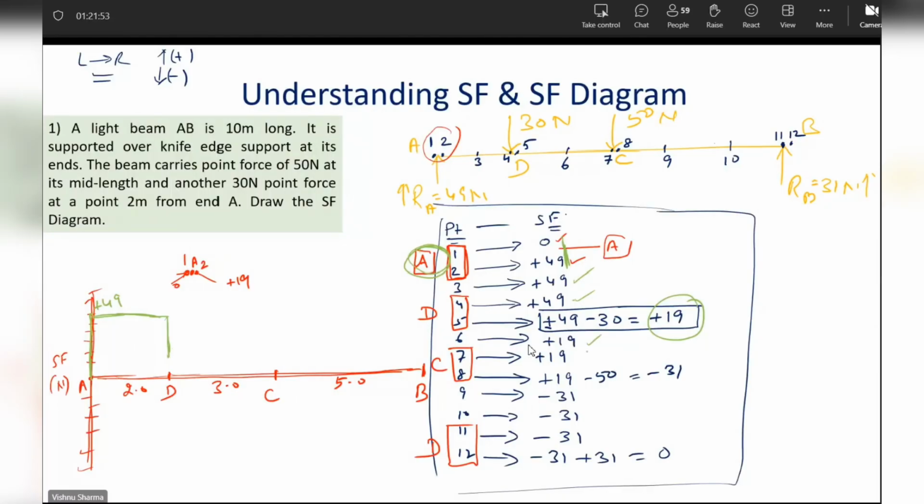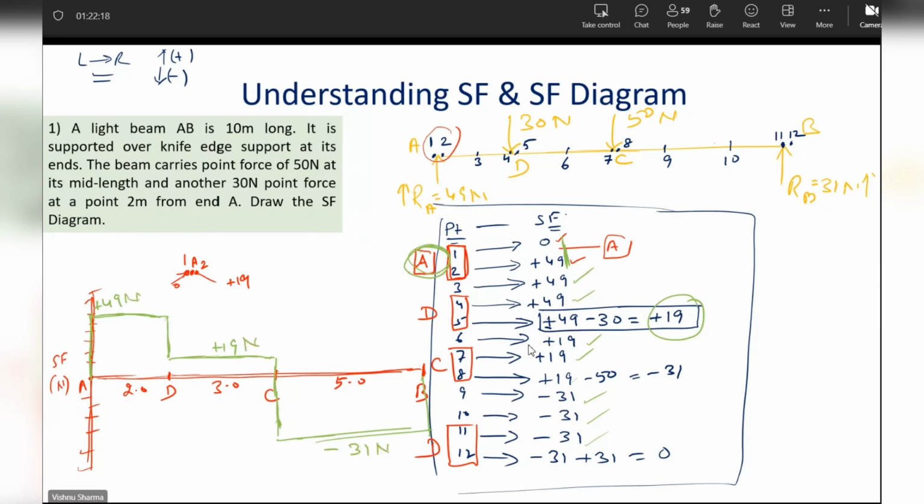Then it remains plus 19, plus 19, plus 19 up to C. And at C, it becomes minus 31. Then it remains minus 31 and becomes 0 at T. This remains minus 31.